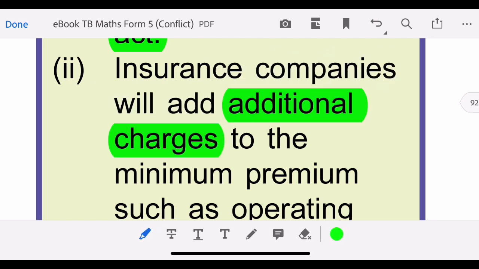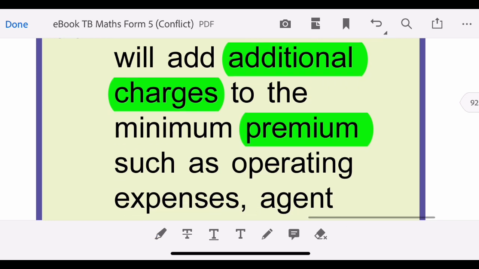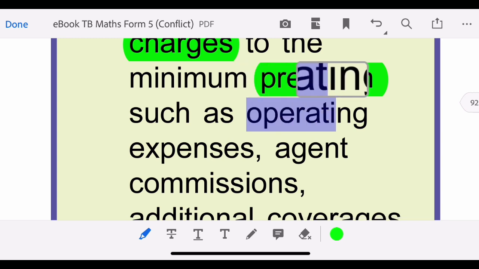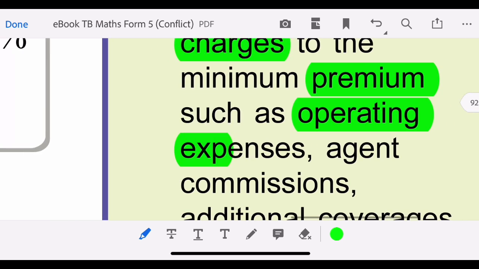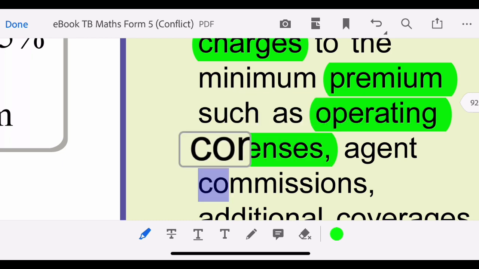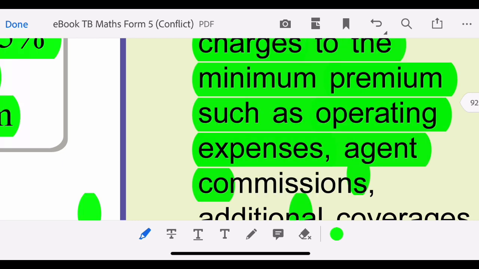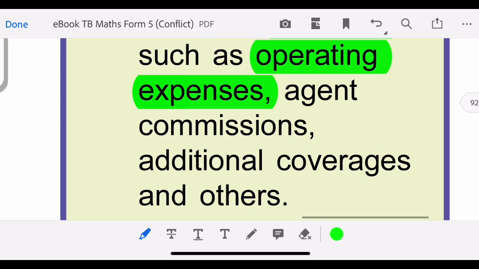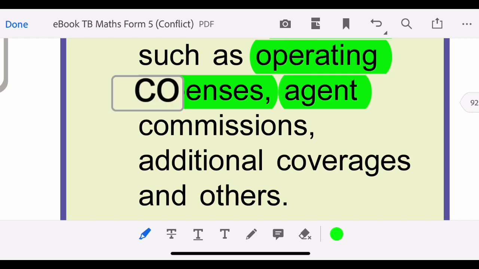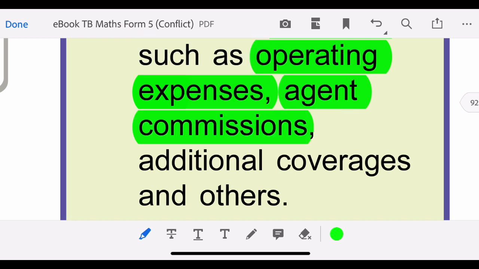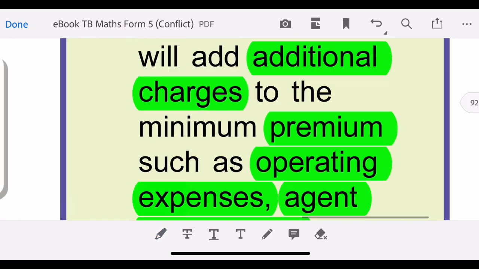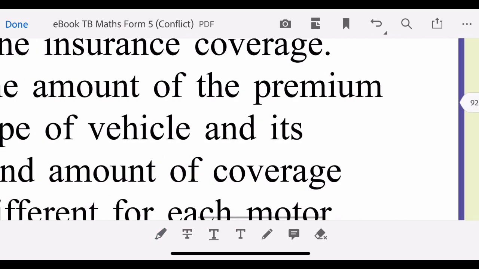to the minimum premium, such as operating expenses, agent commissions, additional coverage, and others. So sometimes they will impose extra charges because of the agent commissions, additional coverage, and others. Alright, so that is the tariff.